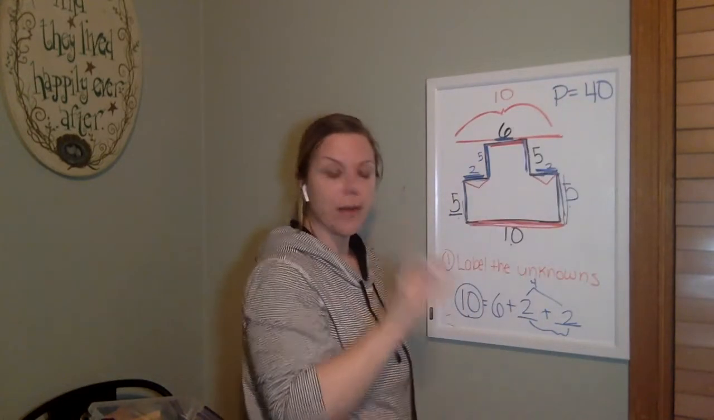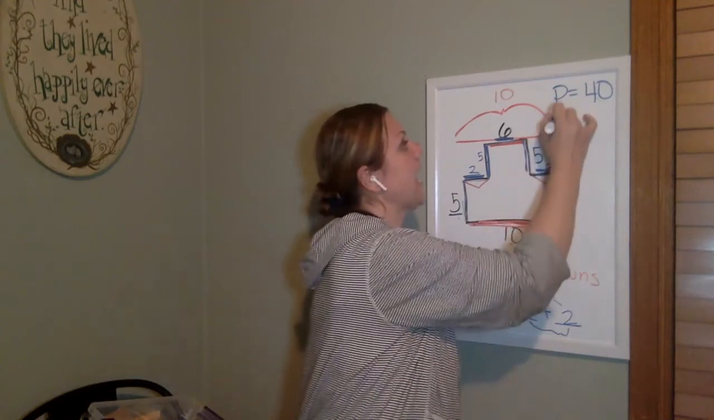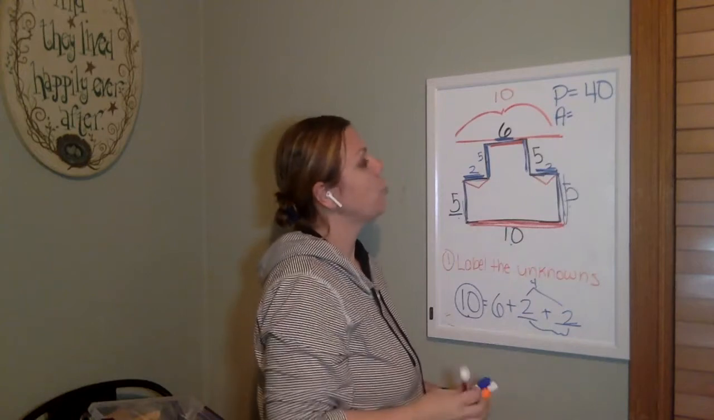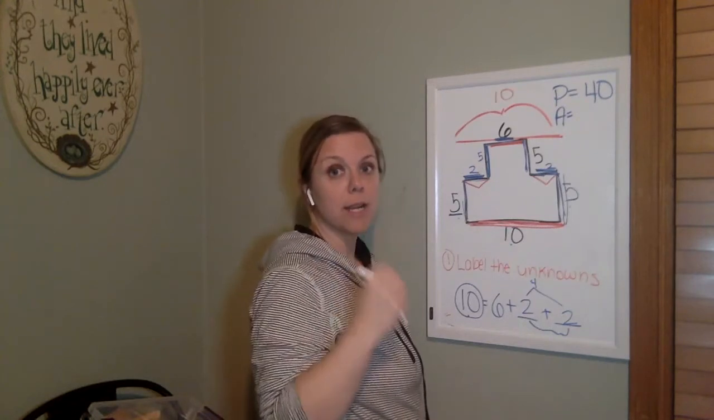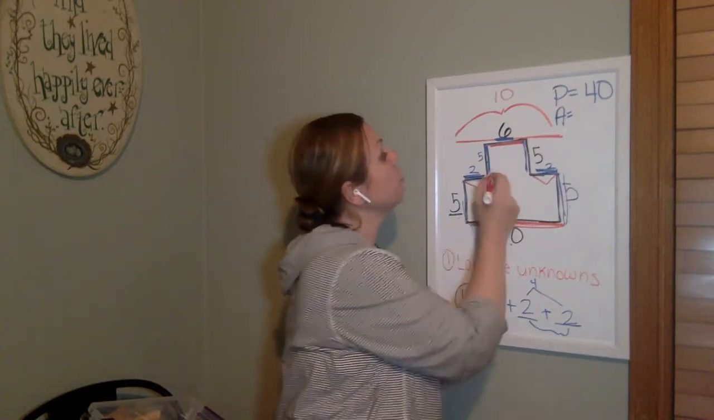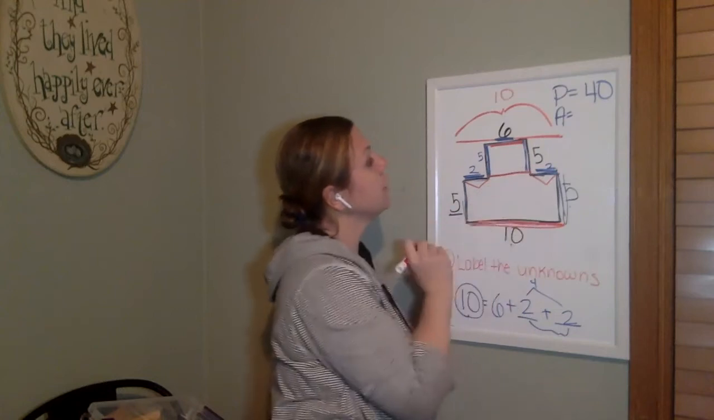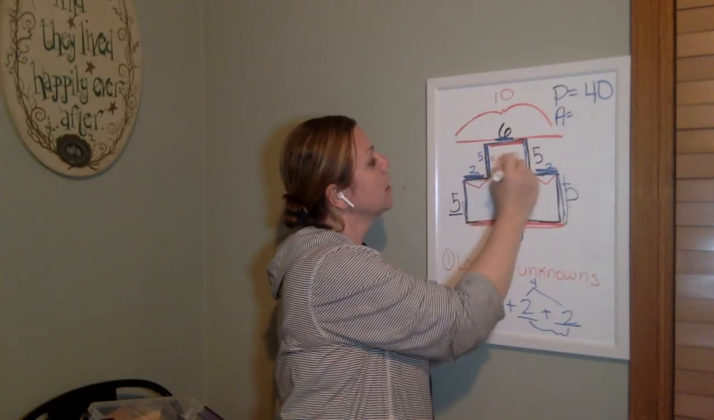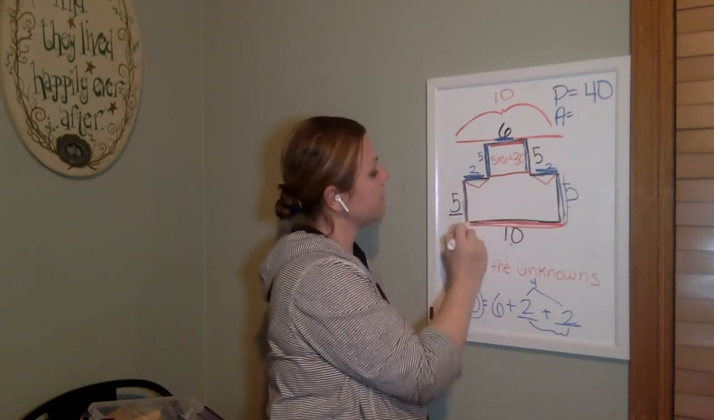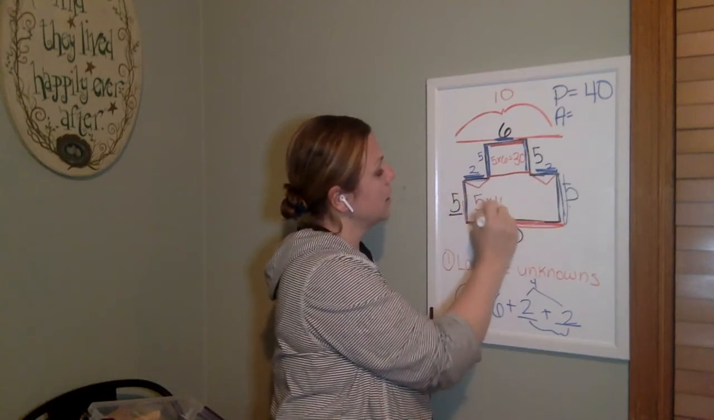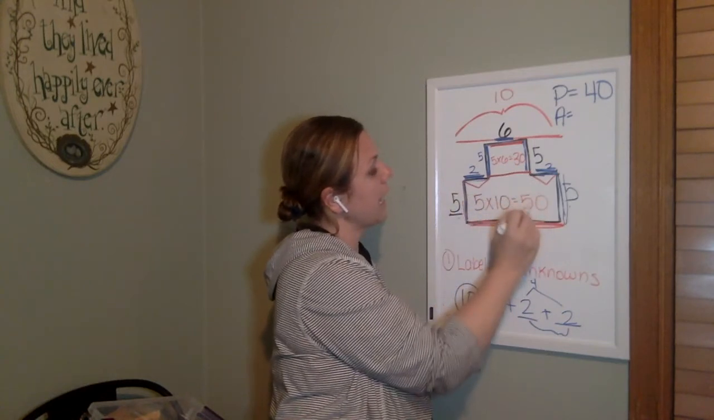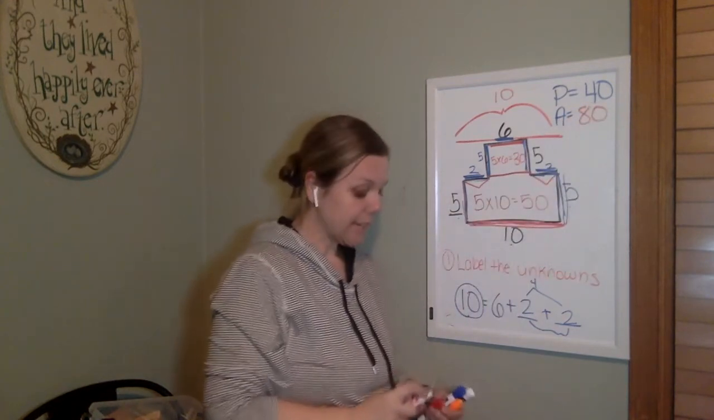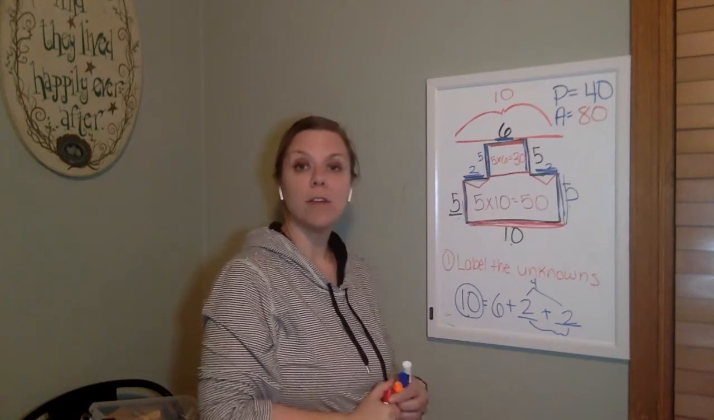Okay, not so bad. Now we have to figure out the area. So again, I want to make this into a more normal shape, find two areas and add them together. So I'm going to draw a line right here, and I'm going to say that 5 times 6 equals 30. And then I'm going to look down here and I'm going to say 5 times 10 equals 50. And then I can add 50 plus 30, which equals 80. So that's a little bit of a second practice on finding perimeter and area of unusual shapes.